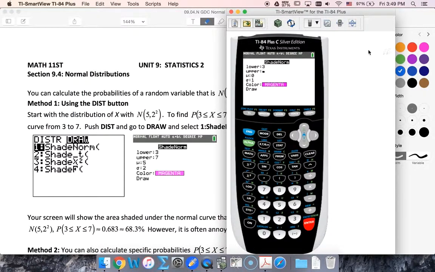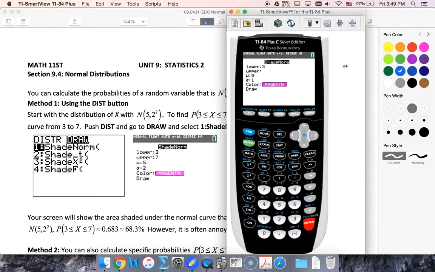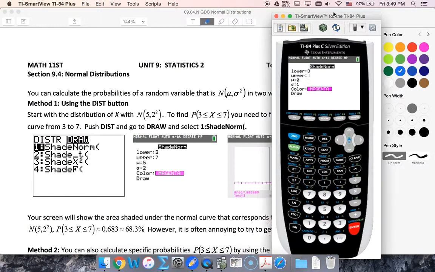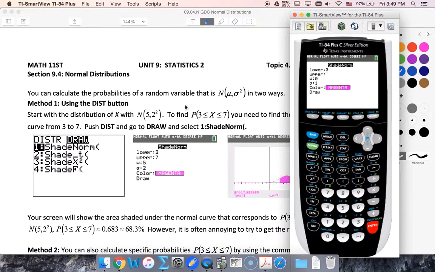And now I can say that, let's slide this over a bit, my upper bound is the 7. My mean value is 5. My sigma value is 2. And I can pick my color. So let's go with green just to be different from what it was before. Now I'm going to say draw.